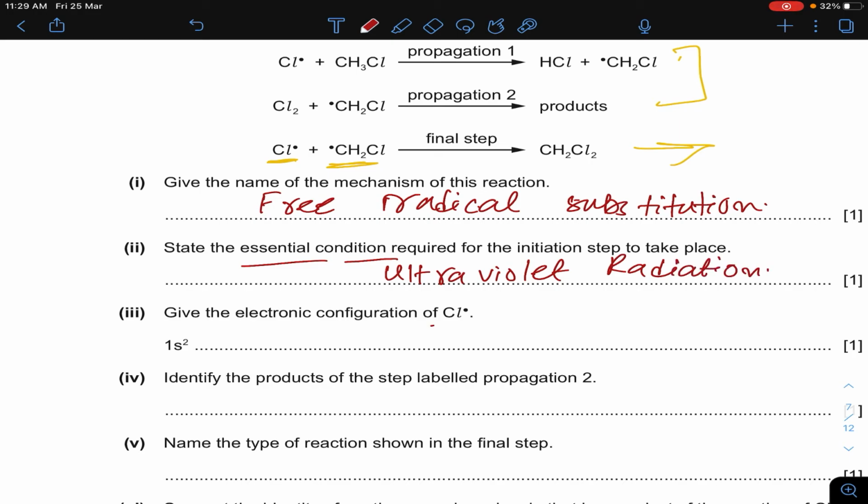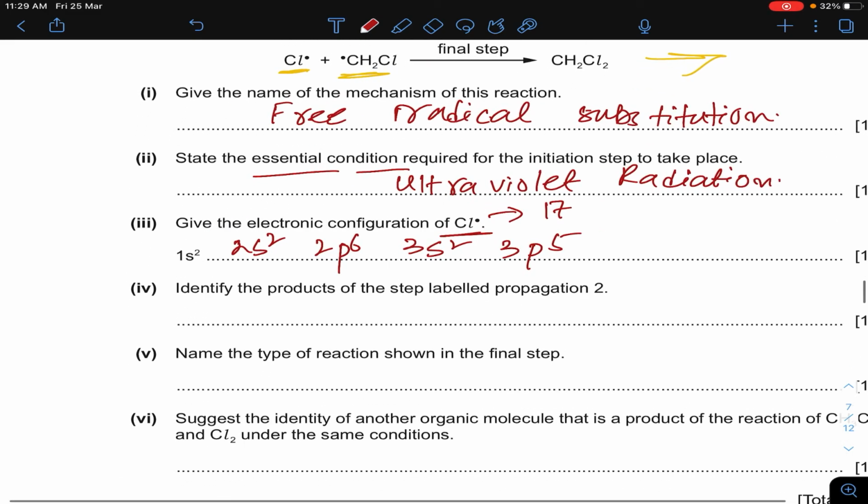Give the electronic configuration of the chlorine free radical. Chlorine has a total of 17 electrons. So 1s2, 2s2, 2p6, 3s2, those are 2, 4, 10, 12, and then 3p5. So this is the electron configuration of the chlorine free radical.